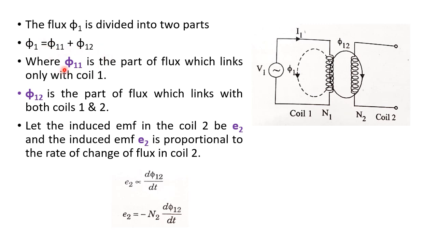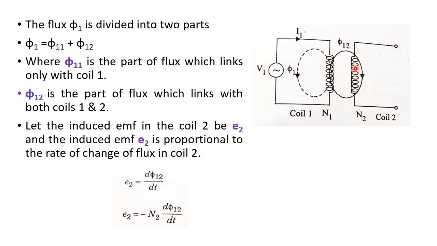So what is phi 11? Phi 11 is the part of the flux which links only with coil 1. If the flux links only with coil 1, then it is called phi 11. Phi 12 is the part of the flux which links with both the coils. If the flux links with coil 2, we will call it phi 12. Let the induced EMF in coil 2 be E2.